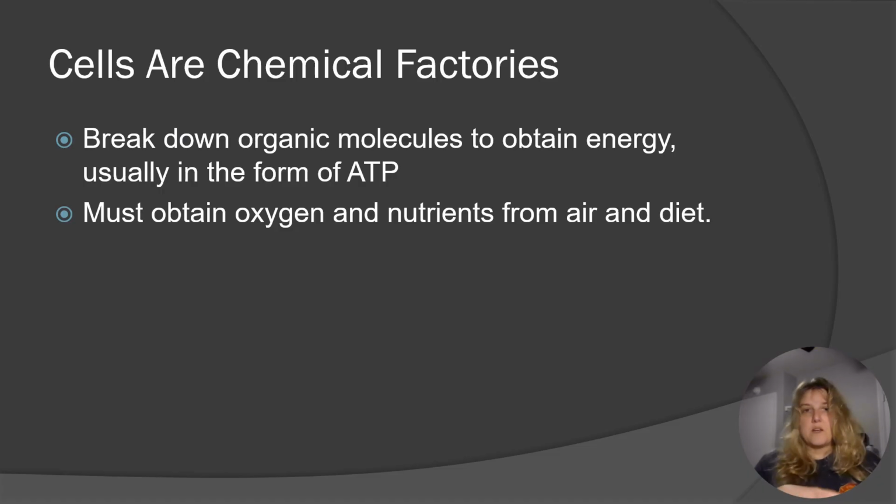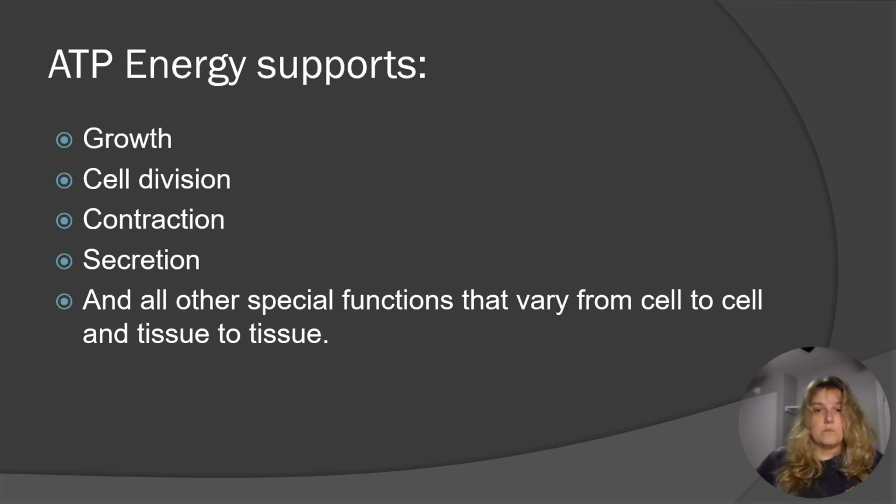So, our cells are chemical factories. They break down organic molecules in order to obtain energy, and this usually is in the form of ATP. But the cell has to obtain oxygen and nutrients, not only from the air we breathe, but from our diet as well. So ATP energy actually supports growth. It supports cell division, contractions, secretions, and all kinds of other special functions that vary from cell to cell and tissue to tissue.